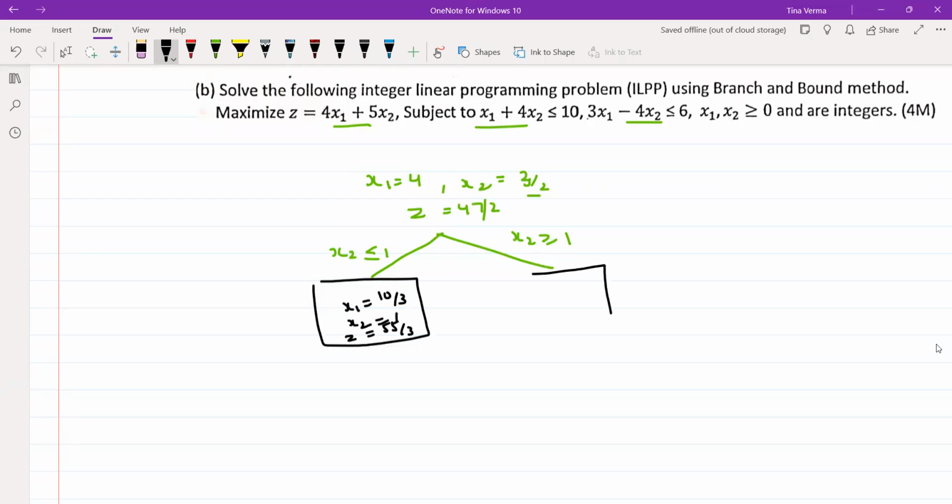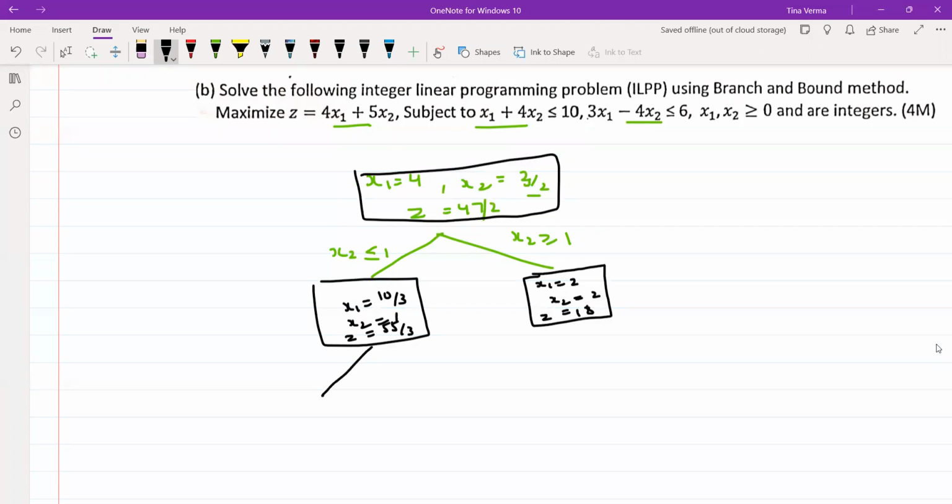And if you break this and apply this constraint on the given problem, which had two constraints earlier, with one more constraint you will get x1 equal to 2, x2 equal to 2, and you got z as your maximum value, that is 18. But still here your value is greater than 18, so you have to break this. This is 3 point something, right? So x1 is 10/3, that is 3 point something. So x1 is either less than or equal to 3 or x1 is greater than or equal to 4.